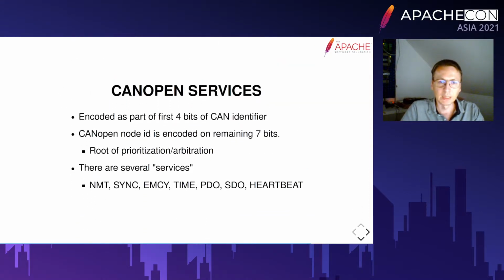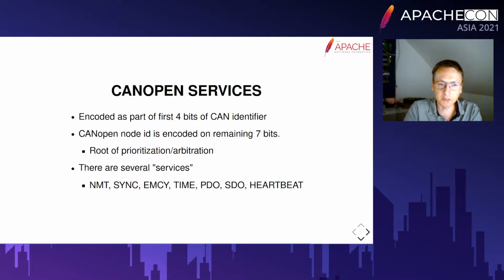If we have a closer look at CANopen, it uses the 11-bit identifier of the CAN frame, and the first 4 bits are used as the CAN service identifier, which gives them a major role in the prioritization of the messages. The following 7 bits of the identifier are used for the node ID. On 7 bits we can encode up to, I believe, 127 as an unsigned number, and these two things together form the full CAN identifier.